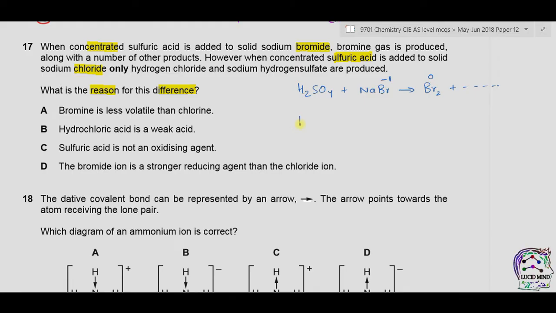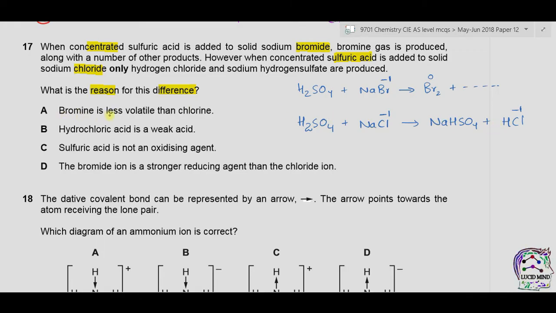However, in the second reaction we have concentrated sulfuric acid that reacts with sodium chloride. The oxidation state of chlorine is -1. The product formed is HCl and sodium hydrogen sulfate, NaHSO4, along with HCl. Now in HCl we can see that the oxidation state of chlorine has not changed. So it means that sulfuric acid can oxidize bromide to bromine, but it cannot oxidize chloride to chlorine. Let's move towards the options.